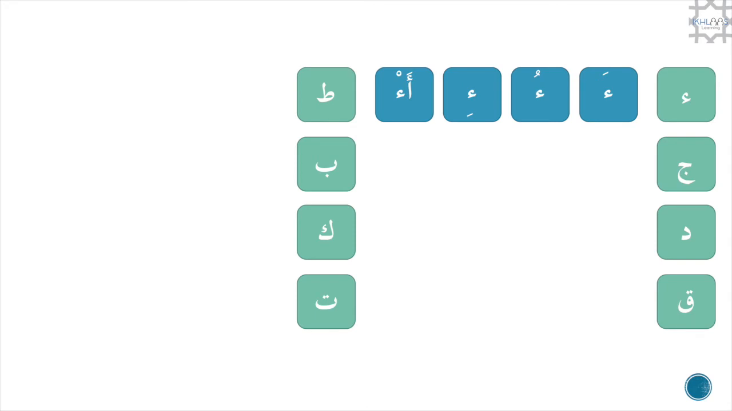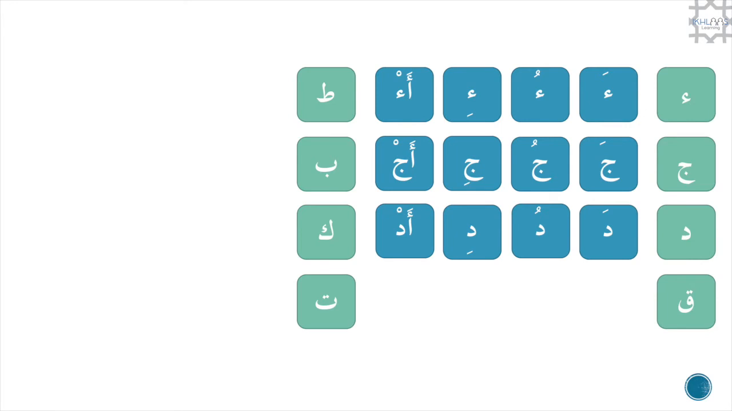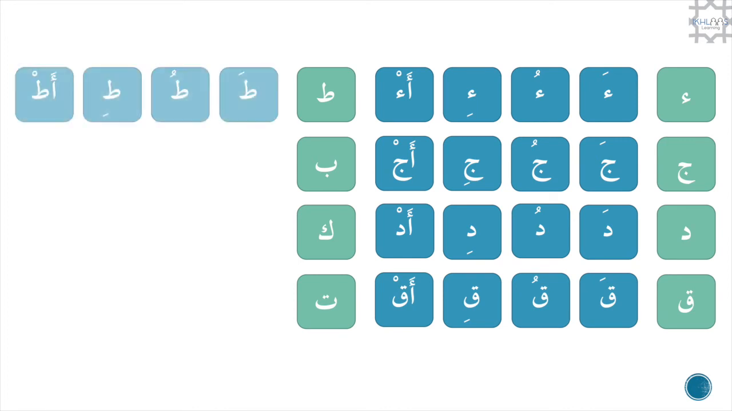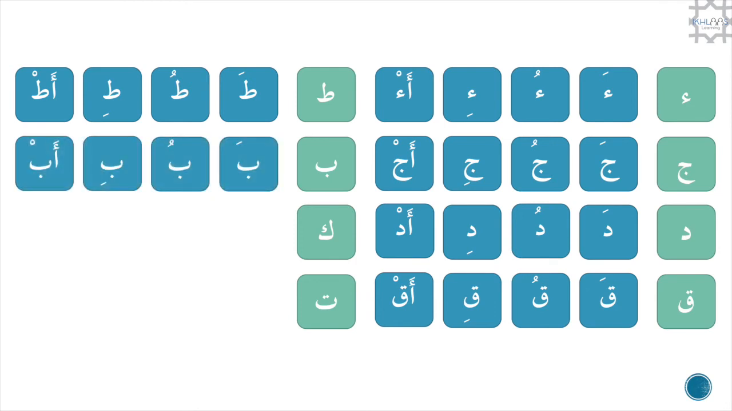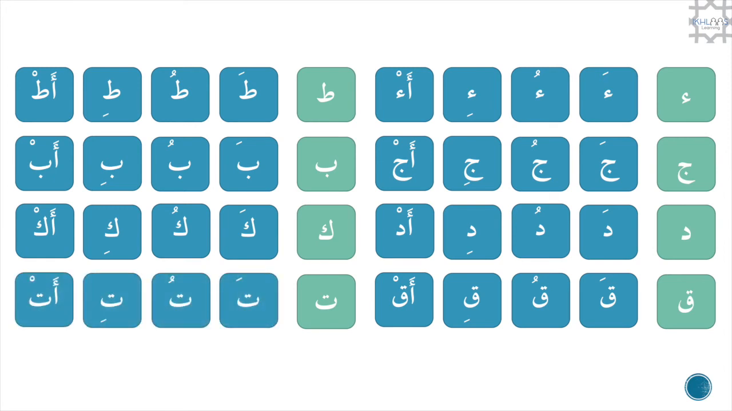So for the letter Hamza, A, U, I, A. Letter Jim, Ja, Ju, Ji, Aj. Letter Dal, Da, Du, Di, Ad. The letter Qaf, Qa, Qu, Qi, Aq. The letter Ta, Ta, Tu, Ti, At. The letter Ba, Ba, Bu, Bi, Ab. Letter Kaf, Ka, Ku, Ki, Ak. The letter Ta, Ta, Tu, Ti, At.